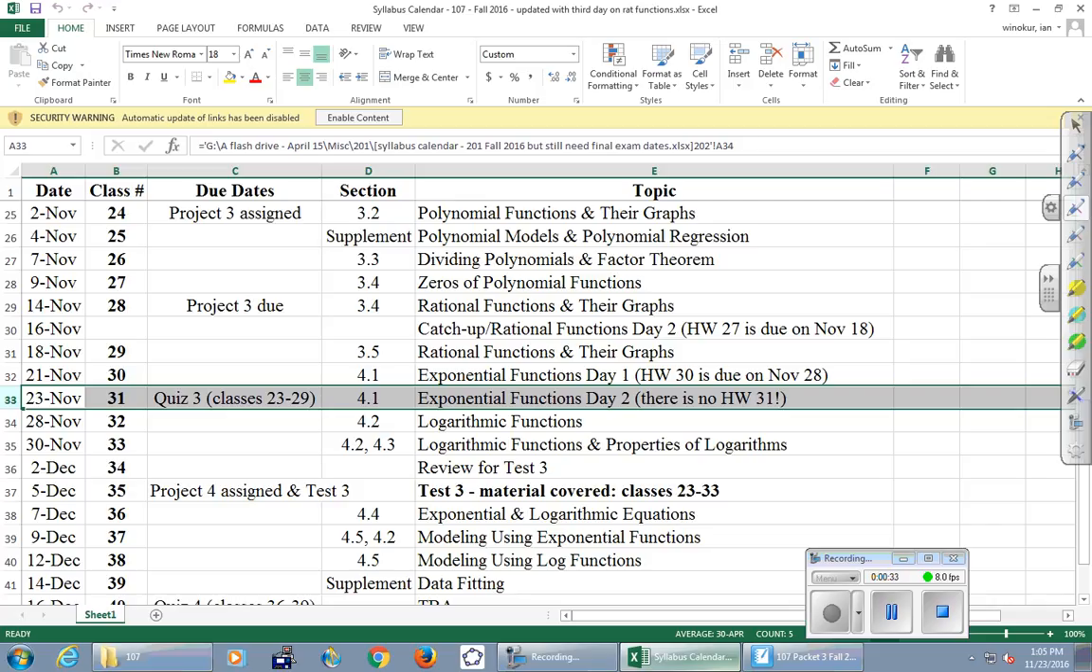Today we are going to do our second of 2 days on exponential functions. And it said here there's no homework number 31. I mentioned this the other day. It's sort of true, but sort of not true. I learned this morning there's no My Math Lab homework 31. That part was true. But there actually is a homework 31, and you're going to find it in your packet.